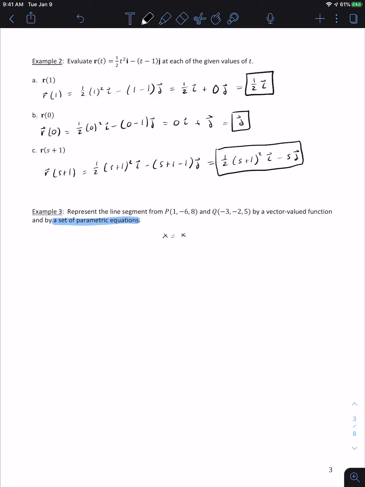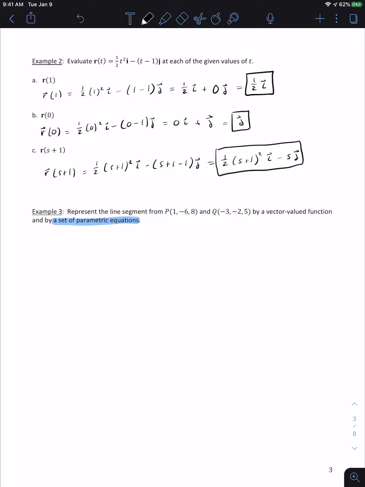Remember, it was x equals x1 plus at, y equals y1 plus bt, and z equals z1 plus ct, where a, b, and c were the components of the vector that it's parallel to, and x1, y1, z1 were the point on the line. All right, so that's the idea we'll use to get the parametric equations, and then we'll have to fiddle with it a little bit to make sure that we only get the line segment from P to Q.